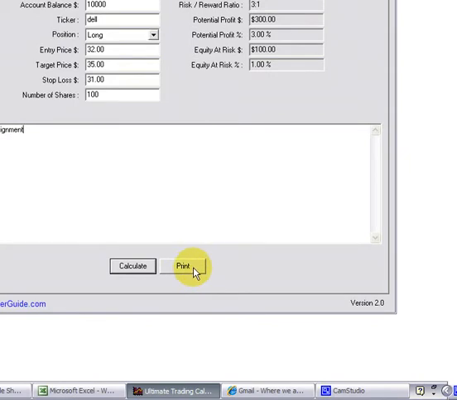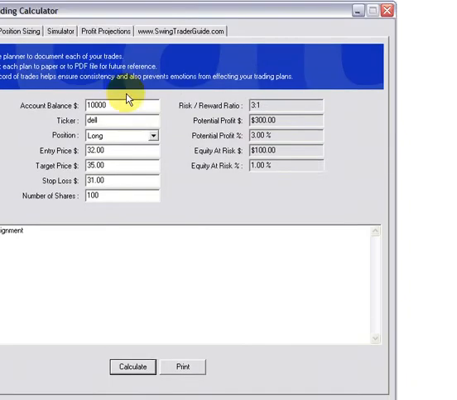You can print it to a printer. You can print it to a PDF file, however you want to do that. So very useful from a historical trading reference standpoint.